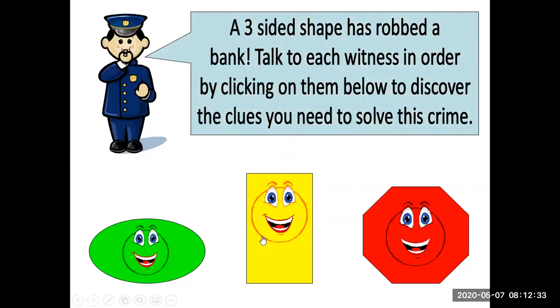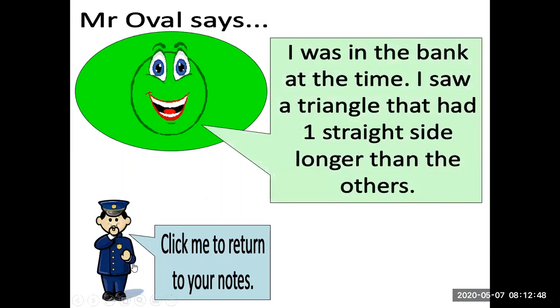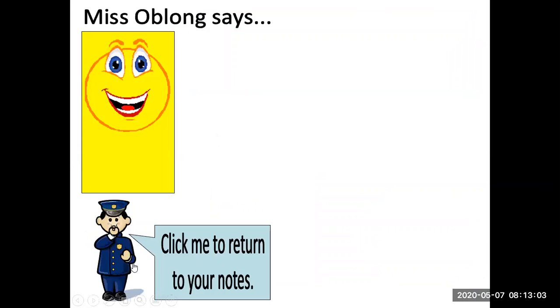A three-sided shape has robbed a bank. Talk to each witness in order by clicking on them below to discover the clues you need to solve this crime. Mr. Oval says, I was in the bank at the time. I saw a triangle that had one straight side longer than the others. Mr. Oval says the triangle had one straight side longer than the others.